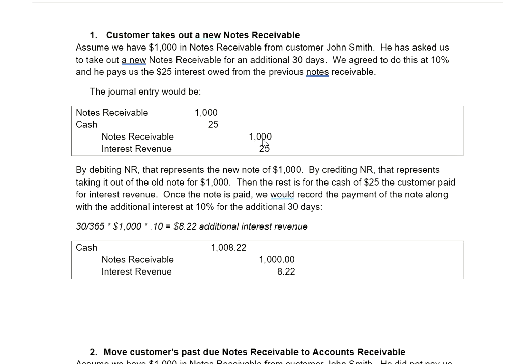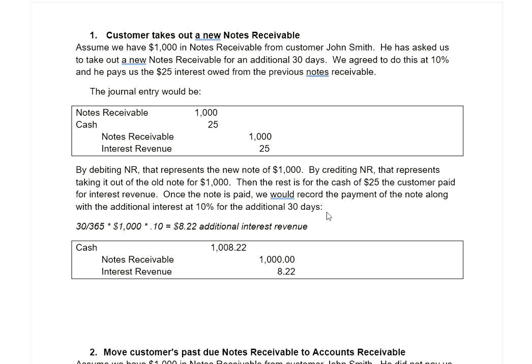I know that seems strange, but what we are doing is debiting notes receivable for the new note of $1,000 and crediting note receivable for the old note of $1,000, taking it out. We're going to assume that John does pay us the interest today, so I also debit cash for $25 and credit interest revenue. So now John has taken out a new note for $1,000 for 30 days at 10%.